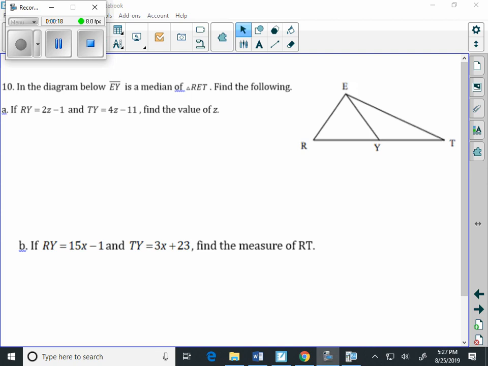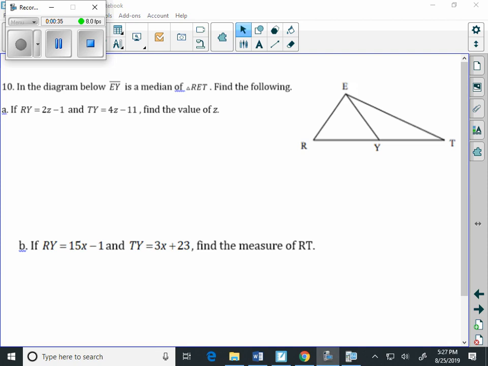We need to know what altitude means. We need to know what median means. We need to know what perpendicular bisector means. We need to know those words. If we know the words, then we can solve these problems. And median and midpoint go together.